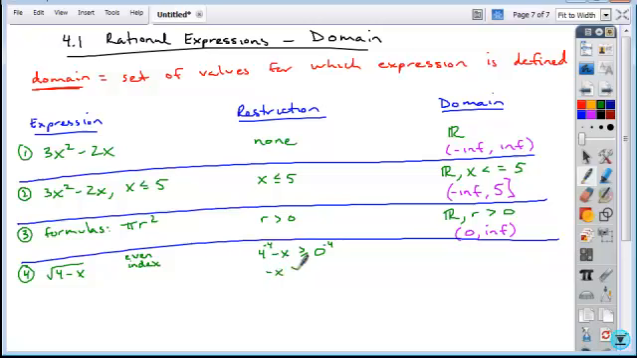If we subtracted a 4 from both sides, and then divided both sides by a negative 1, what happens when you're solving inequalities and you multiply or divide by a negative? You switch the symbol around, right? So x is less than or equal to 4. So when you write your domain, it's all real numbers x less than or equal to 4 if you're writing it in its inequality form.